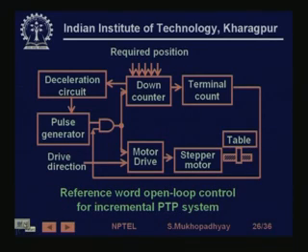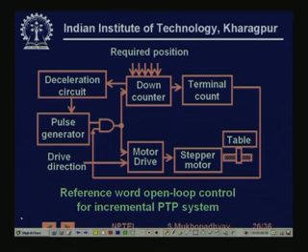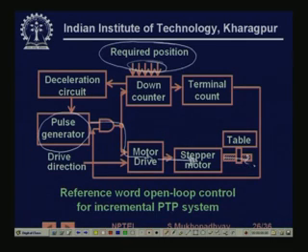So this is a typical circuit for a point-to-point system. You see that this is a reference word system. The required position is actually given by the interpolator in terms of a digital word that gets stored in a down counter. Now from this down counter it goes to a deceleration circuit, if deceleration is required. This is the pulse generator, which is giving the pulses finally to the drive, and the drive is giving to the motor, and then this table is moving.